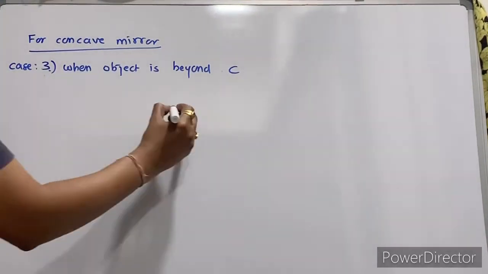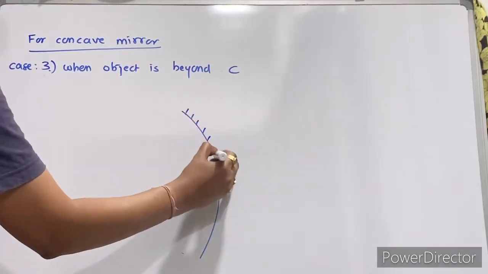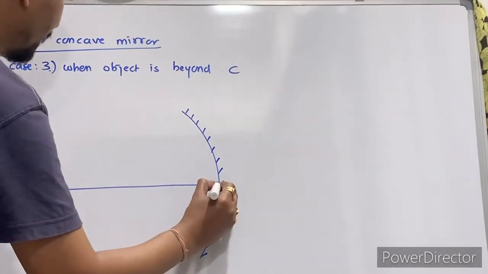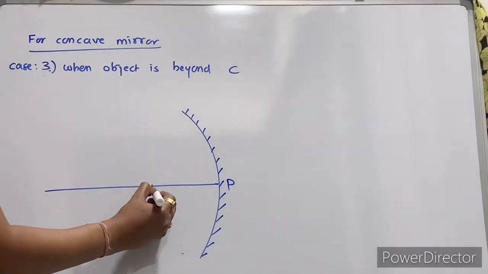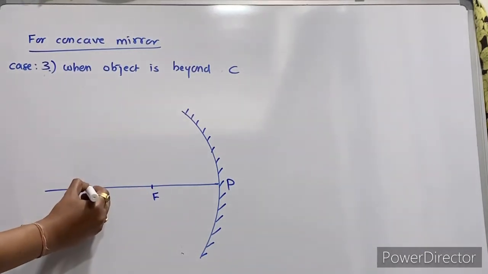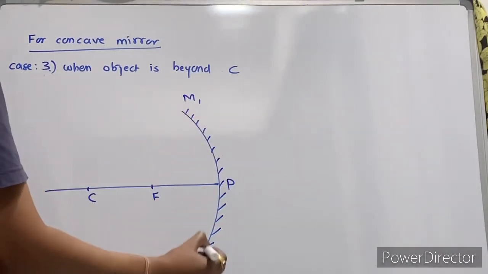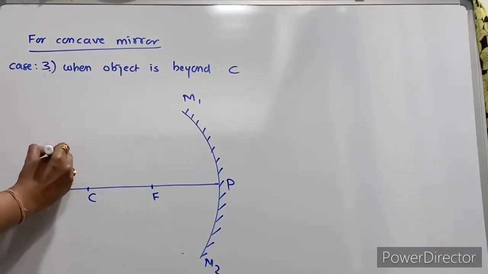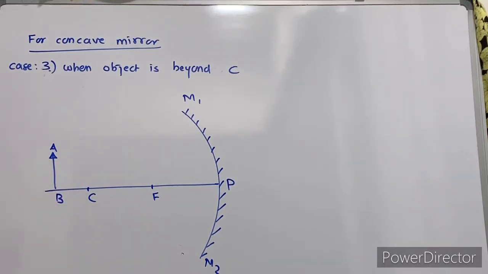So again, this is my concave mirror, right? This is the principal axis. This is the pole. This is the focus. This is C, right? This is my mirror M1, M2. Your object is placed here. It is beyond C. AB is my object.